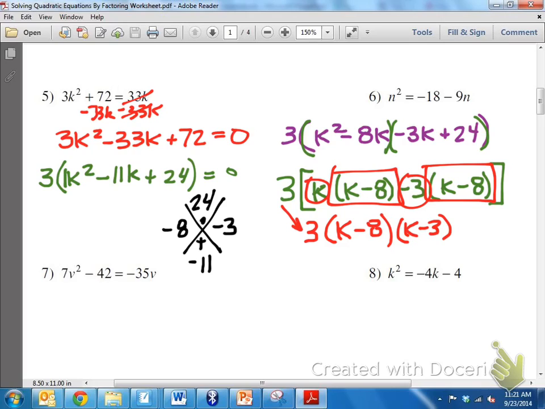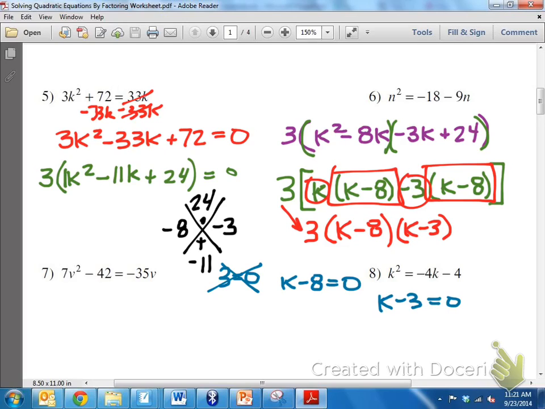Now, we did the factoring, but the instructions tell us to solve. So in order to solve, I set each part equal to 0. That's called the zero product property. So 3 equals 0, k minus 8 equals 0, and k minus 3 equals 0. All right, 3 equals 0. Does that make sense? Nope. So we can just cross that out because that's not going to be an answer. 3 doesn't equal 0, so that answer doesn't exist.